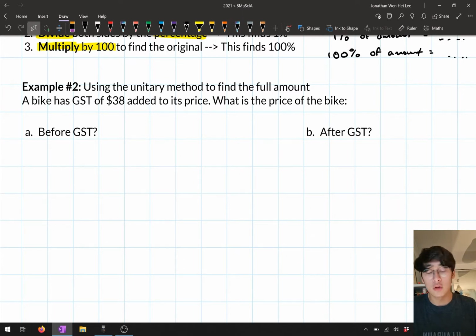A, before GST. So what we want to do is find out the total cost of that bike before GST is added. If they tell us that the GST is $38, we can use this Unitary Method and work backwards. Okay, so let's have a look.